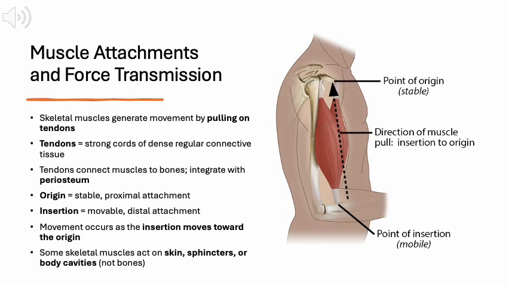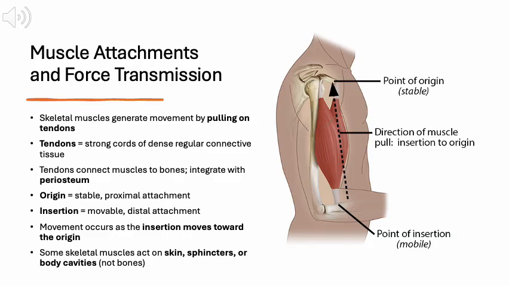Skeletal muscles generate movement by pulling on tendons, which are dense, regular connective tissues that connect muscle to bone. The tendon fibers are continuous with the periosteum of the bone, creating a seamless connection for force transfer. The muscle's origin is its more stable, usually proximal attachment point, while the insertion is the more movable, usually distal site. During contraction, the insertion moves toward the origin, generating movement at joints.